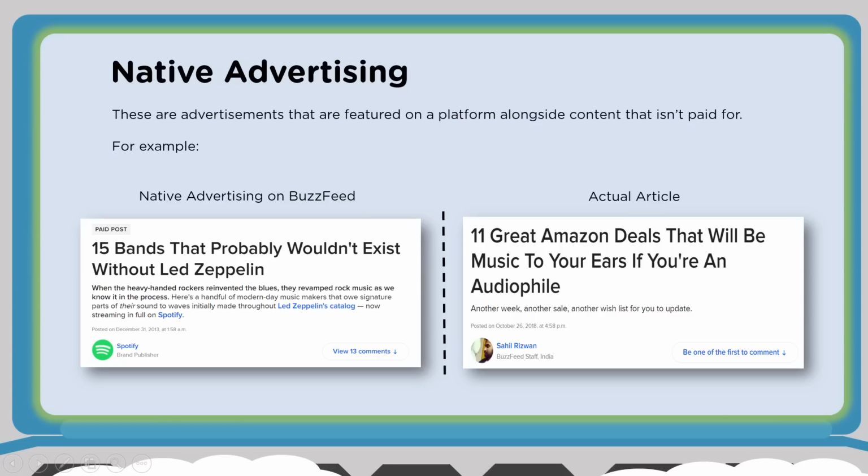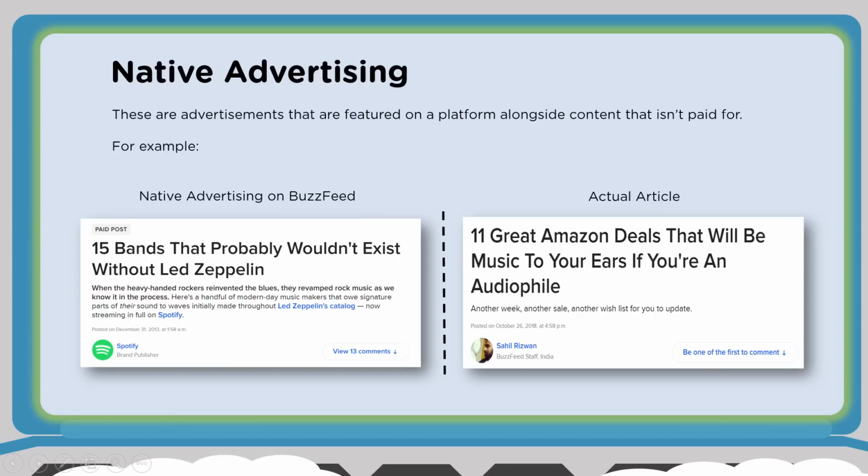This particular post was probably on a news article related to music, because they're talking about bands that probably wouldn't exist without Led Zeppelin. Okay, so for Spotify, using native advertising allows them to put their ad next to content related to their ad.